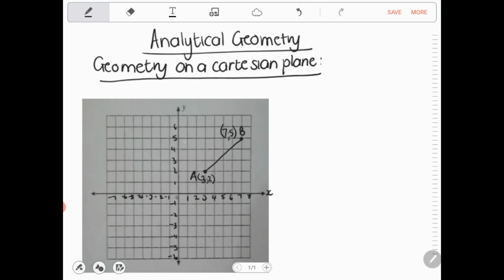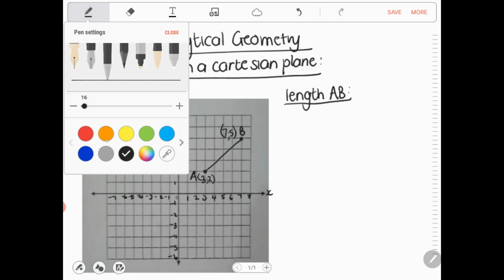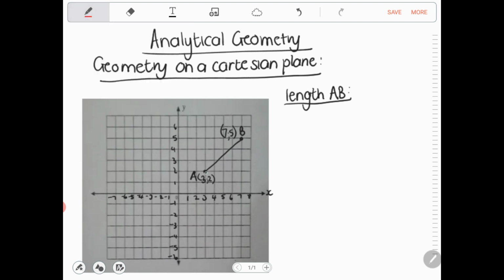And B has coordinates x is 7 and y is 5. And what we're going to look at today is finding the length of AB. So we're looking at how do we find the length of AB. Now there is a formula to help us, but I just wanted to chat about how this formula came about quickly. And if we wanted to find the length of AB, we can't count it.